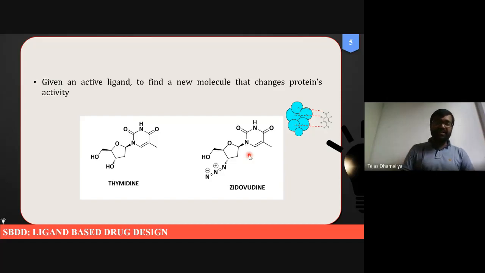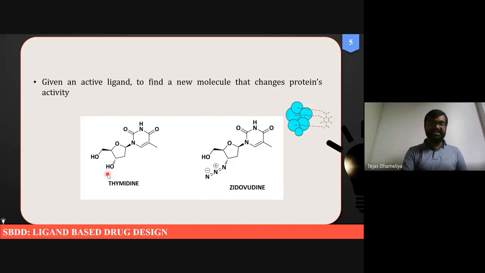Okay. So another approach after target-based drug design is called ligand-based drug design. So what is a ligand? Ligand is basically the inhibitor. Ligand is basically the drug molecule. Likewise, we know that remdesivir is one of the molecules acting against COVID-19. It is used as a drug. It is injected into COVID-19 patients, and it is going to inhibit the protease enzyme.